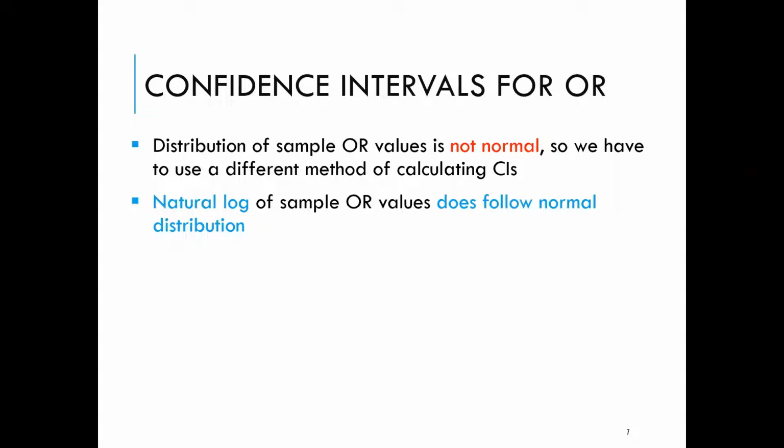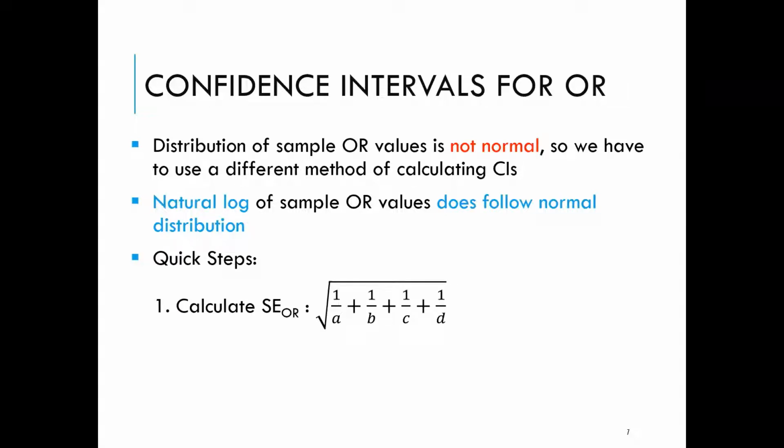To calculate the confidence intervals for the odds ratio, we need to use a different type of distribution. This is because the distribution of sample odds ratio values is not normal. Fortunately, the natural log of sample odds ratio values does follow a normal distribution. To calculate the confidence interval for the odds ratio, we first calculate the standard error of the odds ratio. This is equal to the square root of 1 over A plus 1 over B plus 1 over C plus 1 over D.